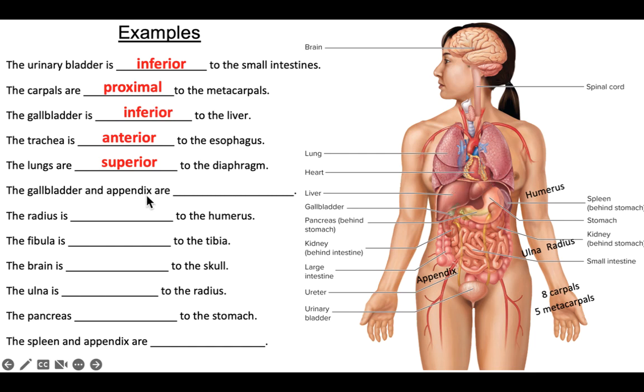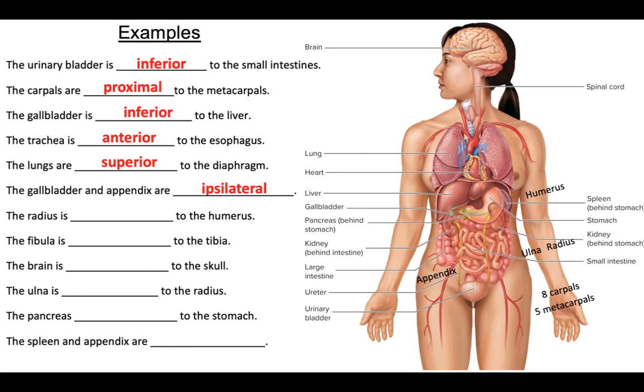Gallbladder and appendix are... So notice this is a little different in that we're looking at the two together. Where are they? Well, your gallbladder is here. Your appendix is shown, you can't really see it. It's a little structure here. I just wrote appendix here. But notice they're both on the right side. So they are ipsilateral, same side.